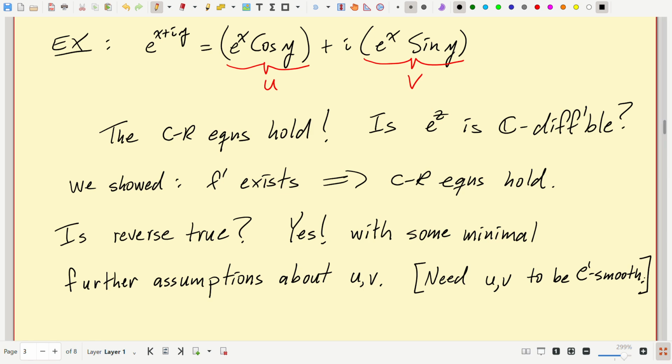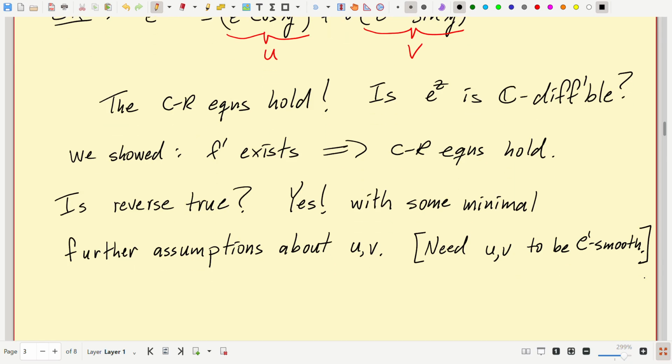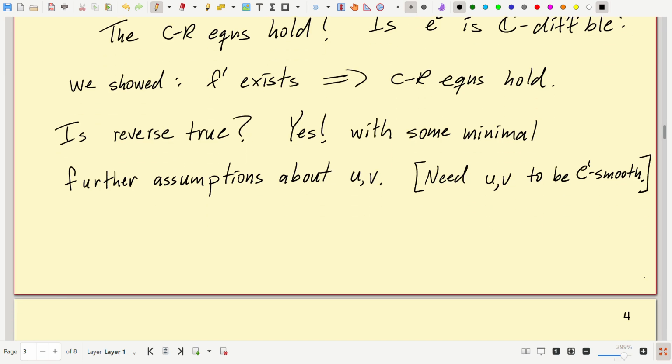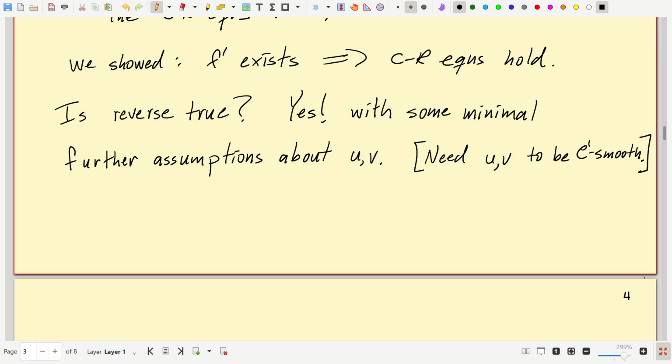There are weaker versions of this. There's a famous thing called the Looman-Menchoff theorem, but it's a lot of extra work. And so these are the minimal assumptions we need to make it straightforward and easy. And it's also traditional. In fact, many books add this to the definition of complex differentiable, just so they can avoid anything subtle about this. Questions about anything?